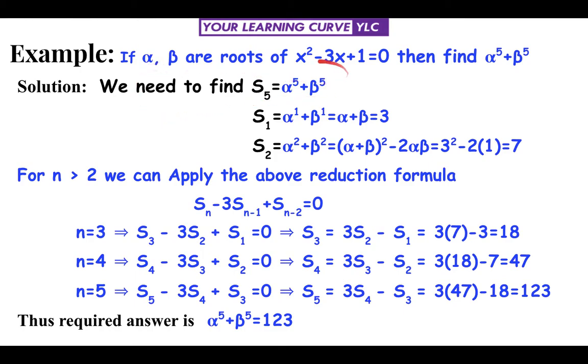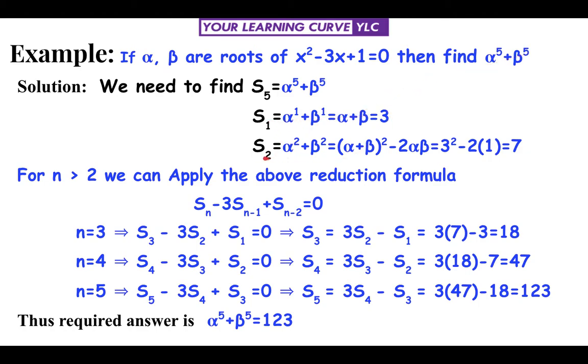Since alpha beta are roots of this equation, we can say that alpha plus beta is equal to minus b by a, that is minus of minus 3 by 1, which is equal to 3. Alpha to the power 1 plus beta to the power 1 is equal to alpha plus beta, which is equal to 3. So, we can say this as S1. We cannot apply the previously derived reduction formula over here because here the value is 1. We have to find S2 also. This can be written as S5. We need to find S5.